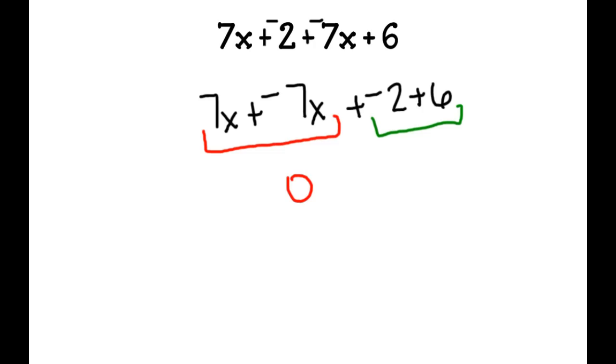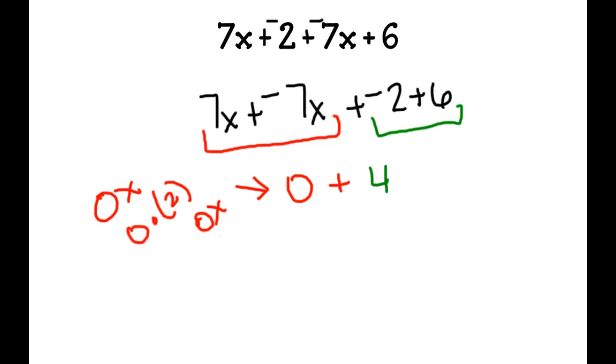So that's 0 plus. Sometimes people get confused on that and they want to write 0x. Well, think about it as x is representing any number, and 0 times any number is always what? 0. So that's why 0x automatically becomes 0. So 0x we don't write, we just write 0. And then negative 2 plus 6 is 4. So 0 plus 4 is 4. I circle it, and that's my answer.